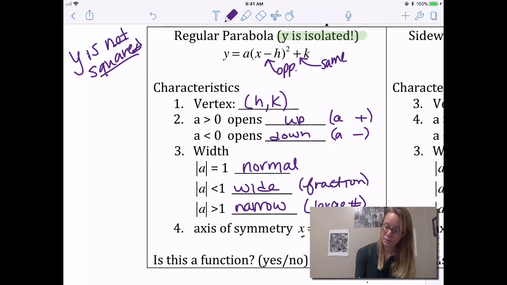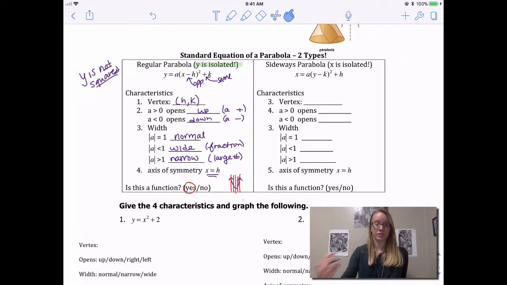And then the axis of symmetry is always x equals h. So this goes through the actual vertex of the graph. Is this a function? If you think about what a parabola looks like, if I do the vertical line test, the vertical line test works all the way through the parabola, so yes, this is a function. Right? So let's just do one of these to jog our memories.